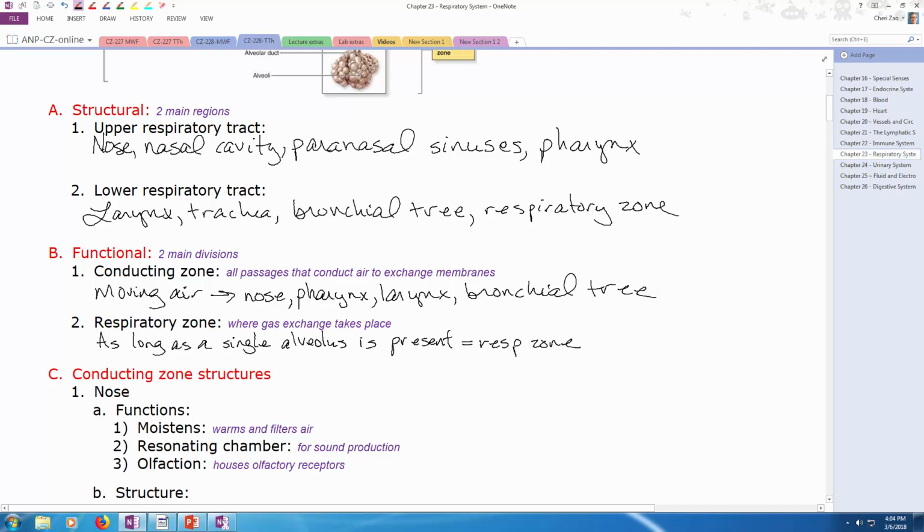And so the conducting zone ends in a terminal bronchiole, and the respiratory zone begins with a respiratory bronchiole, and then alveolar ducts, alveolar sacs, and alveoli.